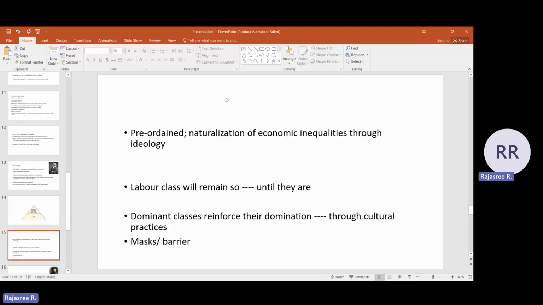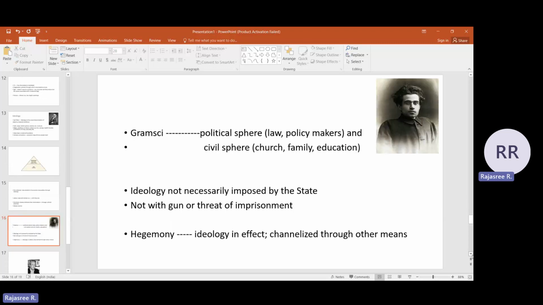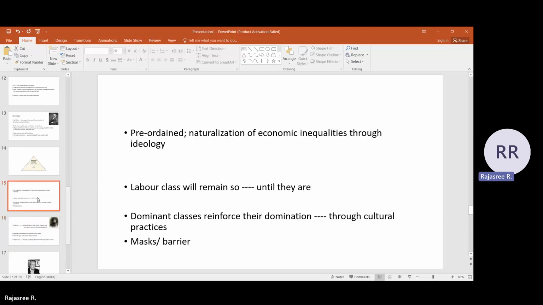There is this ideology that works. So the dominant class reinforces their domination through cultural practices. Here this ideology works as a mask or a barrier. So ideology is something that naturalizes this inequality.